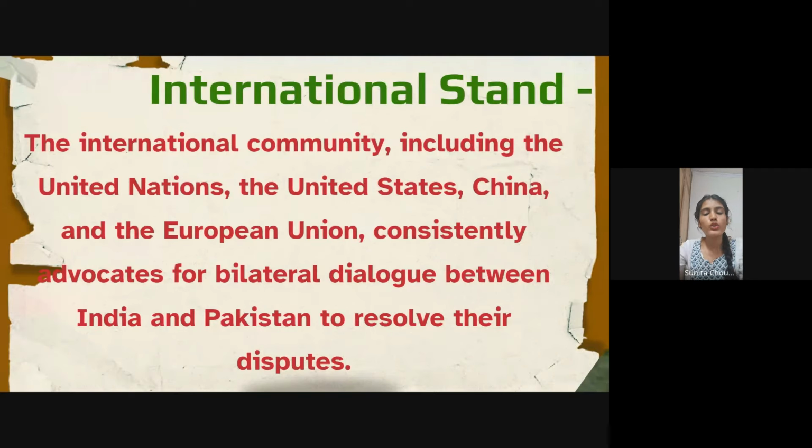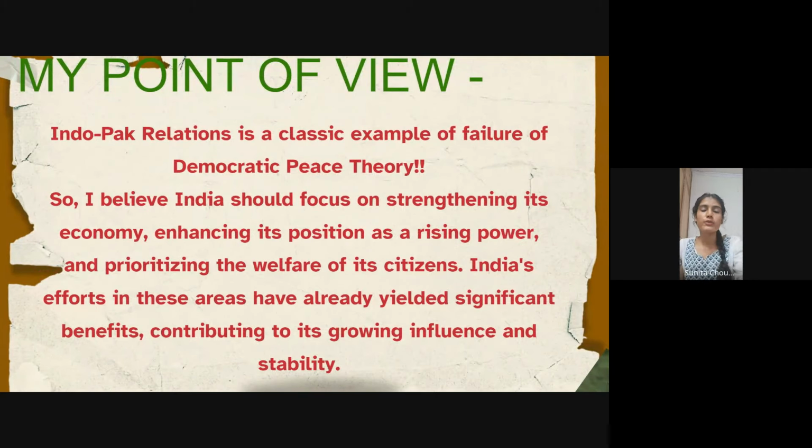Now, coming to my personal view, what I feel, as we have seen the series of attacks, conflicts and war from Pakistan, and as a response, India also responded. And through these conflicts, I can say that Indo-Pak relations is a classic example of failure of democratic peace theory. And as we know that India has emerged strongly on the global stage in recent years, but Pakistan is facing challenges since the day it was formed.